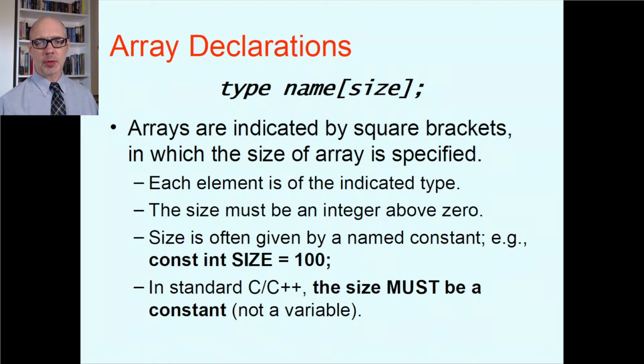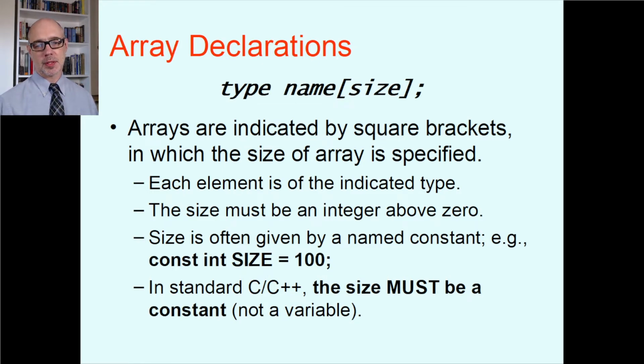So arrays are indicated by square brackets. Would have loved to have used subscript notation, but this is how we do that in programming on the keyboard. And inside the brackets, there's the size of the array that you need. So every single element is all that same type, of course. That size has got to be an integer above 0. Can't use a floating point for the size. Can't use a negative. None of that would make any sense.